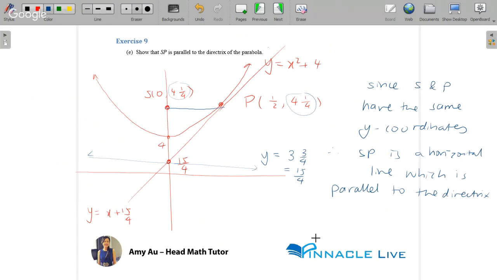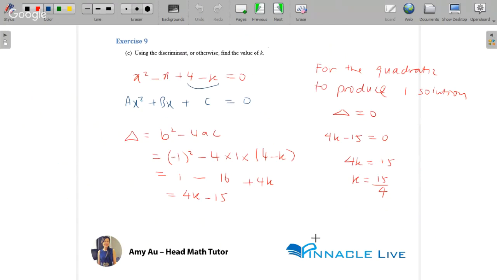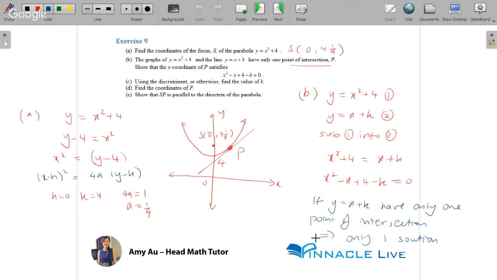Let's summarize. So there's a lot of parts to this question. This is actually based off an HSC question, just to show you how this area is getting examined. The first part is very simple stuff, finding the focus. You just need to rearrange it, compare it to the standard form, work out the vertex, work out the focal length, and that's pretty much it. The second part draws on the discriminant theorem. So we want to look at the intersection between a line and a parabola.